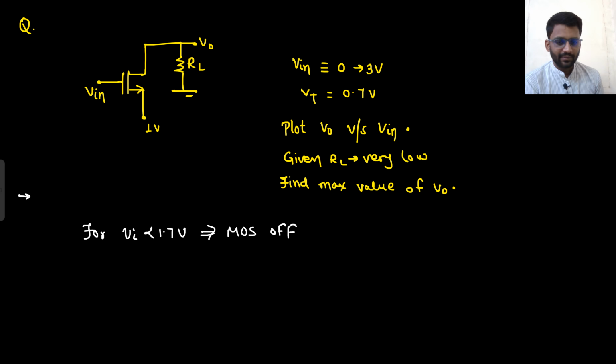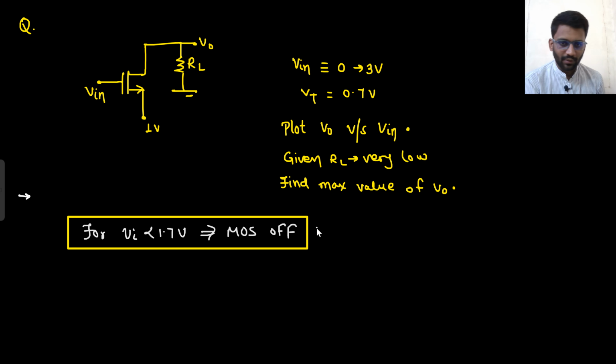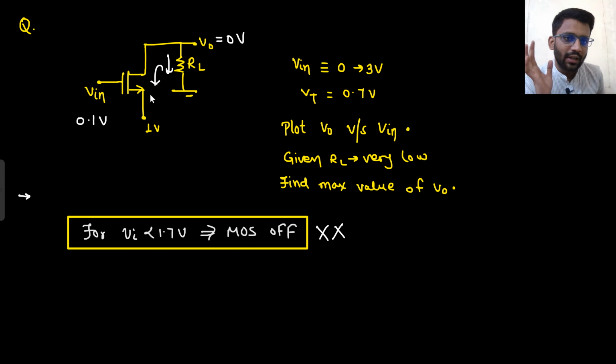Is that your statement? If this is your statement, this is absolutely wrong. Why so? Let's just say I am saying that at 0.1 volt my transistor is not turning on. If it is not turning on, then what is the potential at V0? 0 volt, because there will be 0 ampere current. Whatever current flows through the MOS, the same current flows through RL. So there will be 0 current through RL, so V0 will be 0 volt.